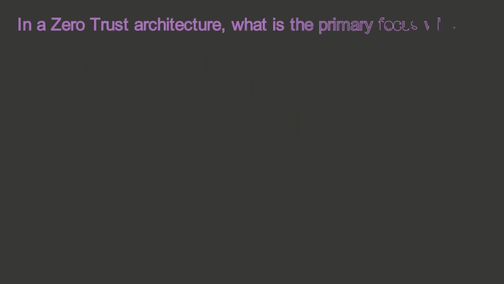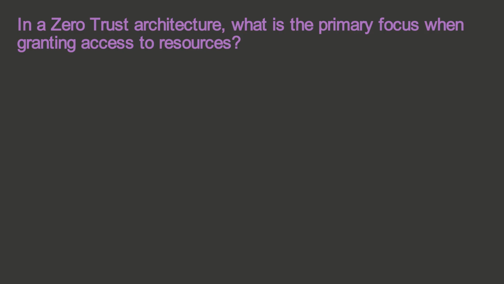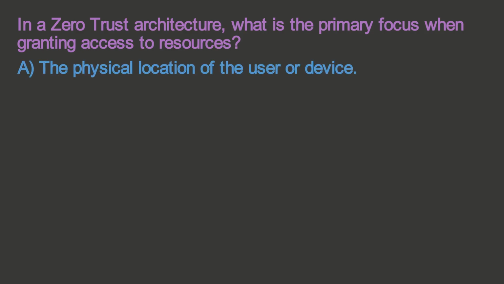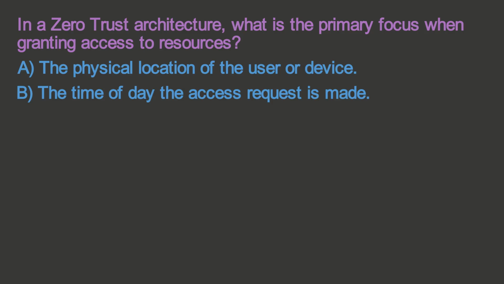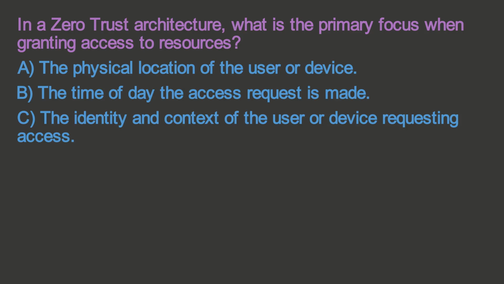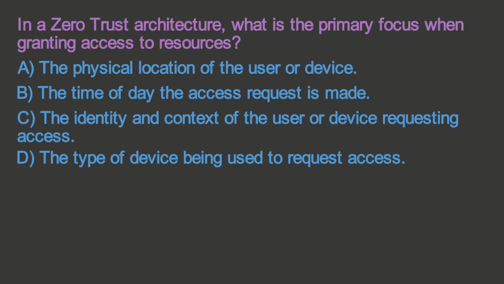In a Zero Trust architecture, what is the primary focus when granting access to resources? A. The physical location of the user or device. B. The time of day the access request is made. C. The identity and context of the user or device requesting access. D. The type of device being used to request access.